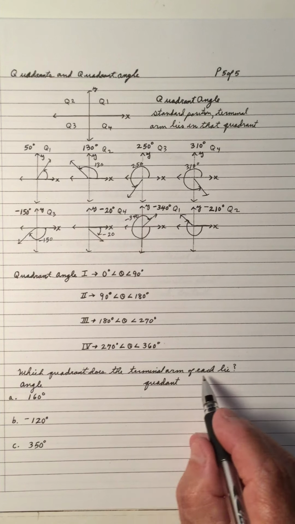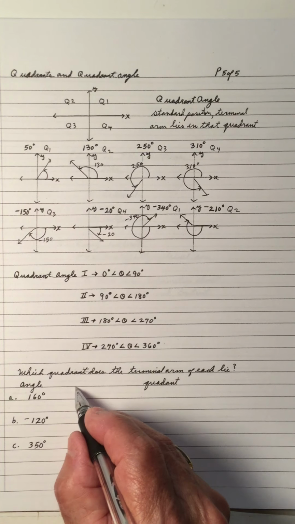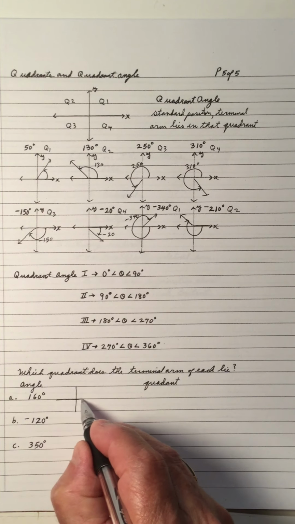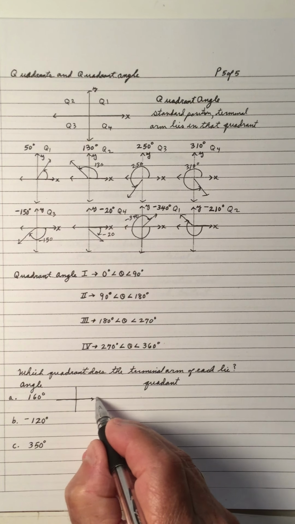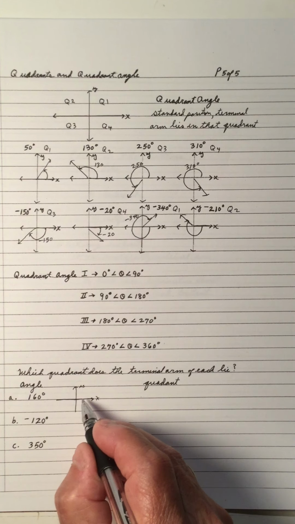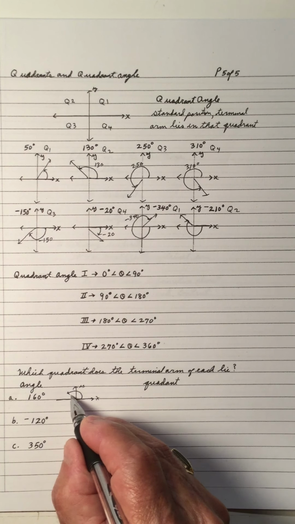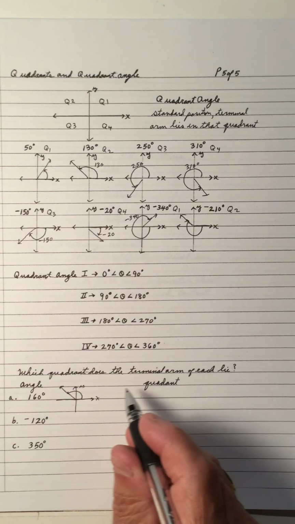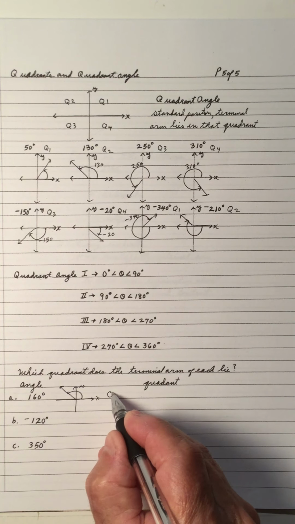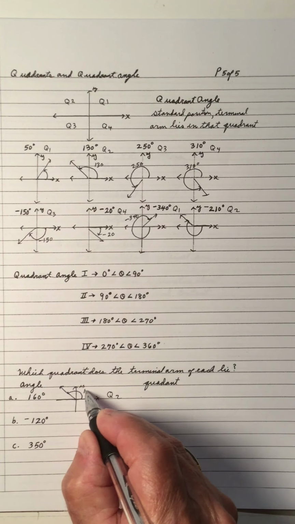Which quadrant does the terminal arm of each lie in? So, a 160 degree rotation. Just draw the axes. That's the X and that's the Y. A 160 degree rotation is 90 plus some more. There it is. So that ends up being in quadrant 2. Quadrant 2 angle.